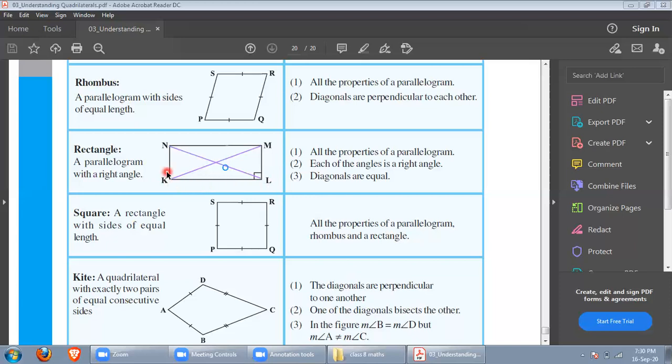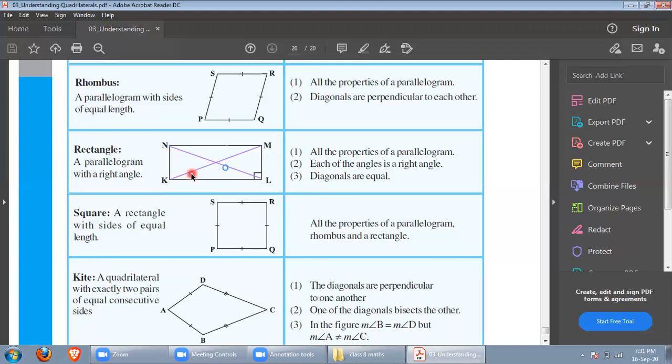Another thing is that the angle NKL and the angle MLK of the second triangle are 90 degrees, so they are equal. So by the SAS congruence theorem: side NK, angle NKL, side KL, SAS. Look at the second triangle also: the side ML, the angle MLK, and the side LK, SAS. By the SAS congruence theorem, these two triangles NKL and MLK are congruent.